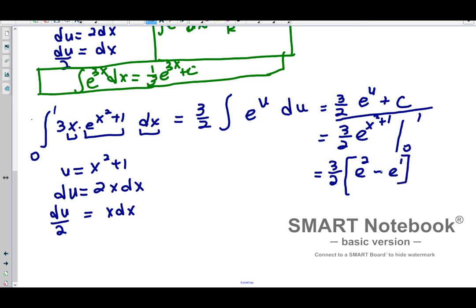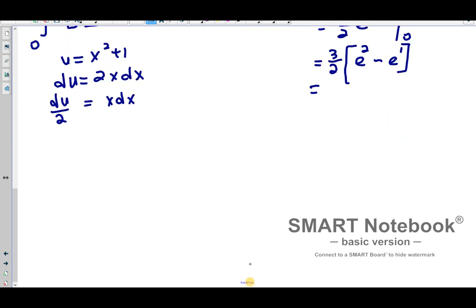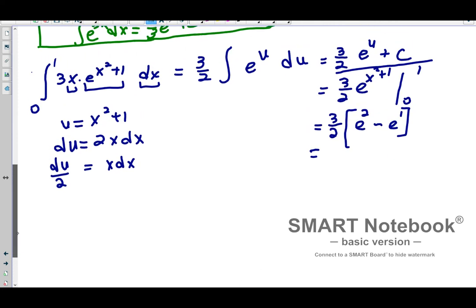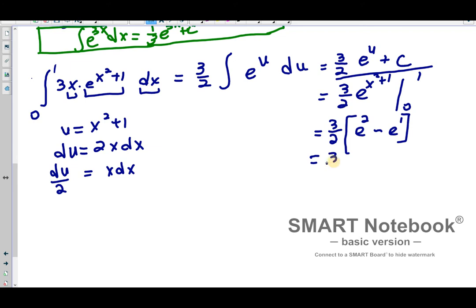We can leave it like that, or we can even factor out an e, because I see e squared minus e. So take out an e, and we can also leave it as e times, in parentheses, e minus 1. You can convert to a decimal, but you can also leave it in the exact form. Usually I prefer the exact form anyway, so it's good to be familiar with that format.